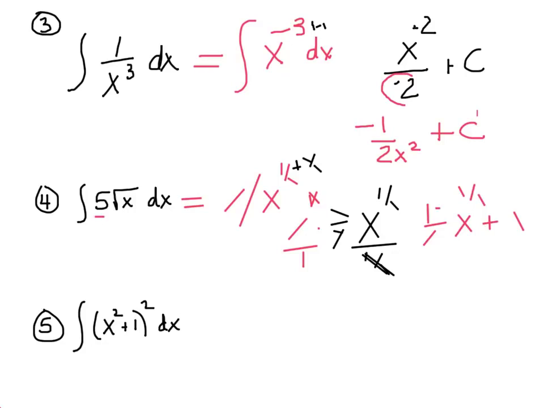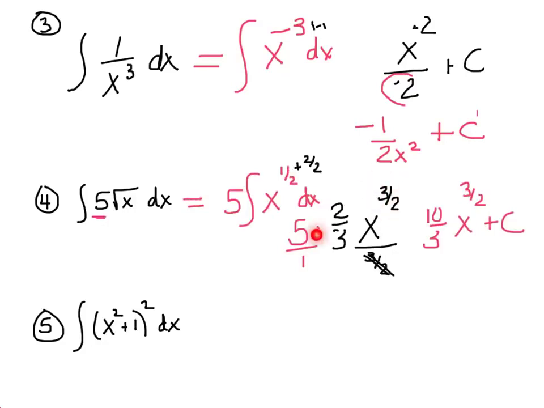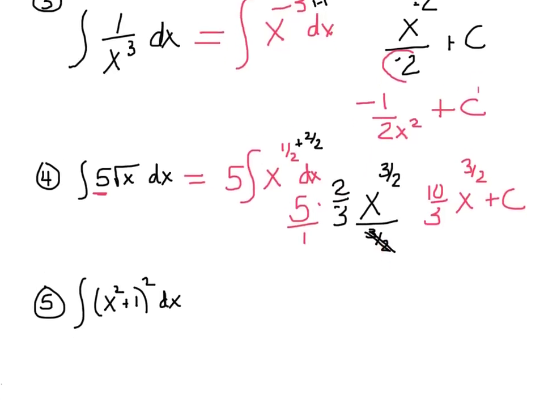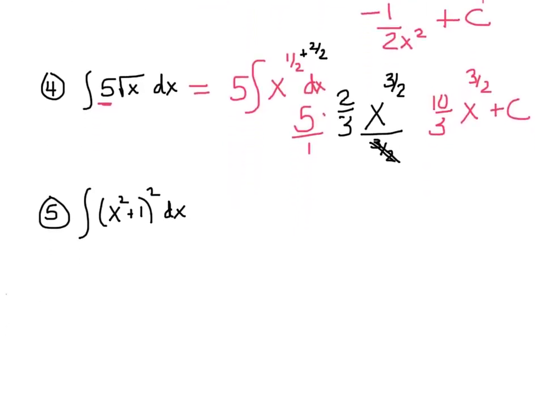Dividing by a fraction is the exact same thing as multiplying by its reciprocal. So anytime I have a fraction here and I'm supposed to divide by it, I'm going to multiply by its reciprocal instead. Number 5, the integral of the quantity x squared plus 1 squared. Now we have no chain rule in integration, okay, so you really have to clean these up.